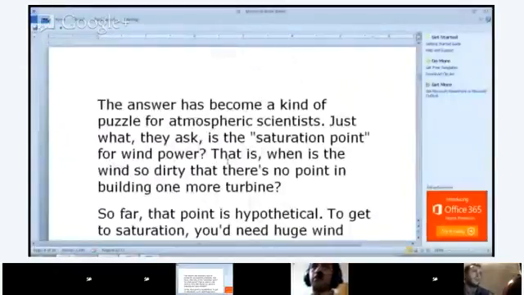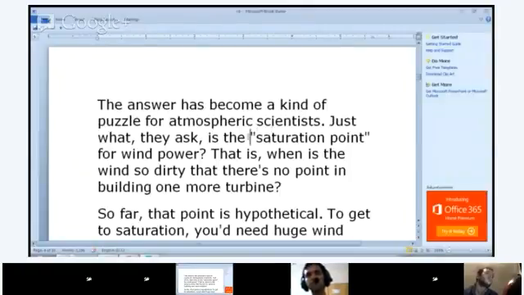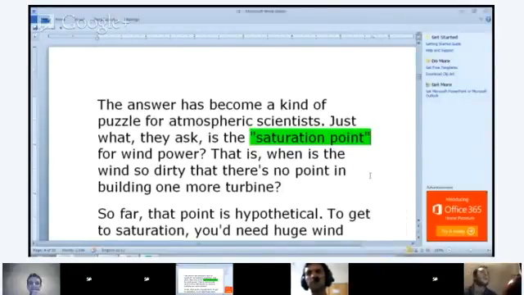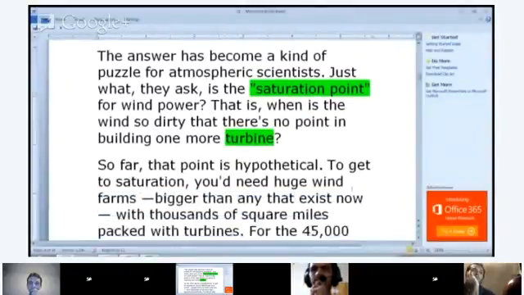Where are we here? Wen, could you read this next short paragraph for us, please? The answer has become a kind of puzzle for atmospheric scientists. Just what, they ask, is the saturation point for wind power? That is, when is the wind so dirty that there's no point in building one more turbine? Okay. A saturation point, I don't know if people understand that term. It's not necessarily that common, but it just means for a given area, what would be the saturation point for wind power, meaning what would be the maximum number of turbines you could build and put in place in one area.